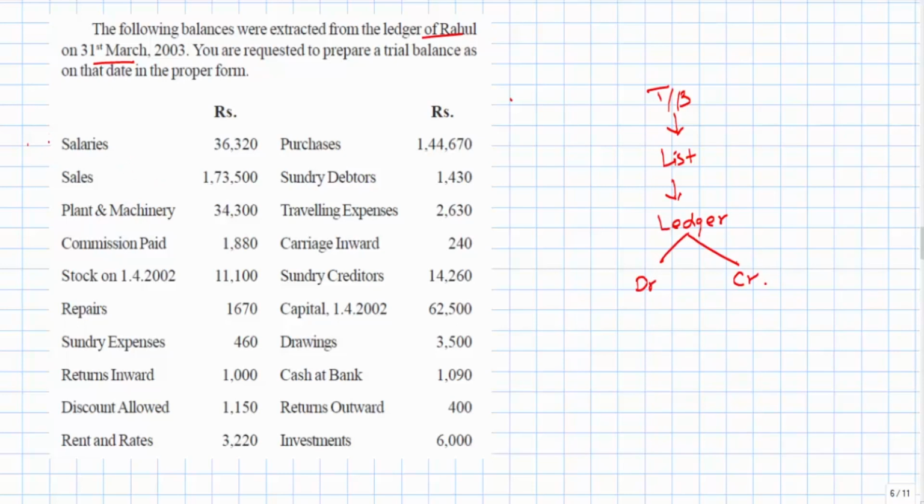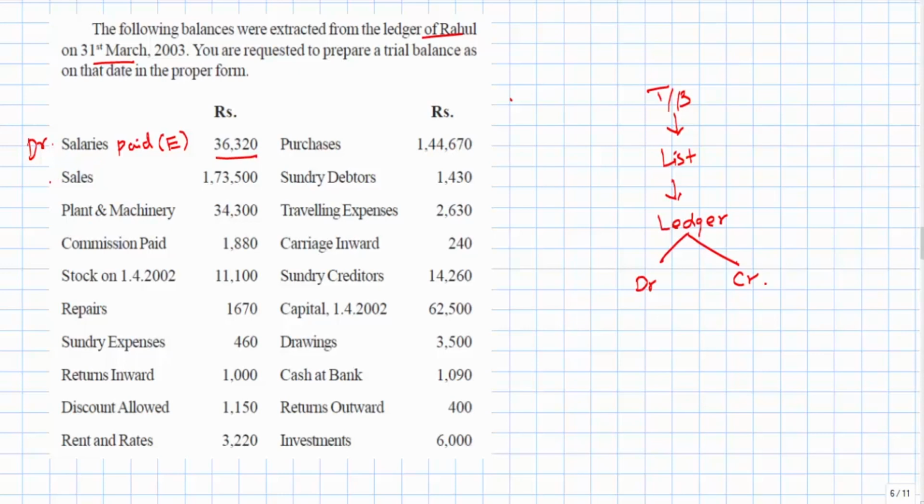Here the first item for us is salaries, and we'll assume salary is paid to the employees. So salary paid is an expense, and expenses will have debit balance. So in trial balance this balance should be shown on the debit column. If you recollect the format, trial balance will have particulars, a debit column and a credit column. So this salaries paid should appear on the debit column.